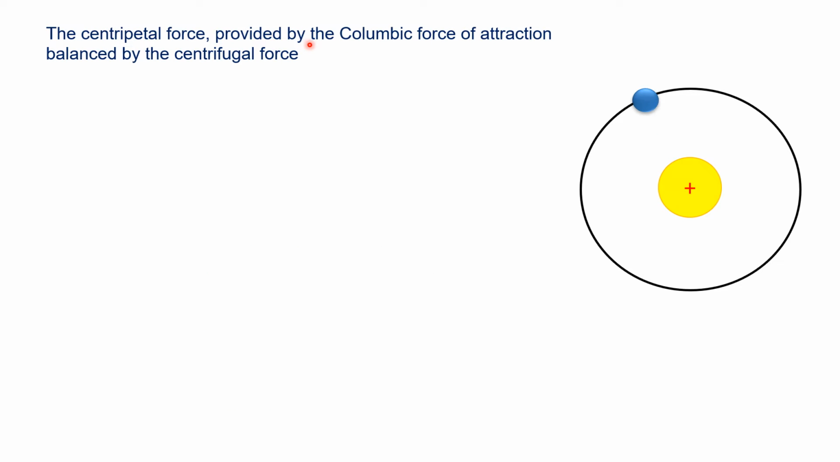The centripetal force is provided by the Coulomb force of attraction. Coulomb force of attraction is between the two charged bodies. Here nucleus has positive charge, and the electron revolving in a circular path has negative charge. These both show attraction towards each other. Now this will attract the electron towards the center of the atom, so it will be provided by the centripetal force. Centripetal force is that type of force which is acting on a moving body that will direct the moving body towards the center.